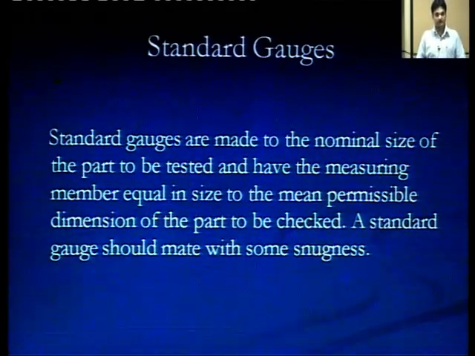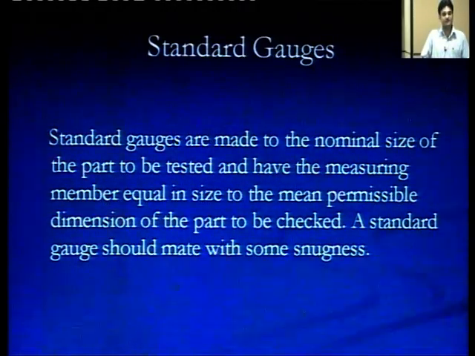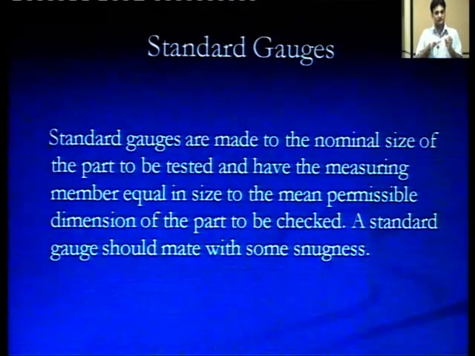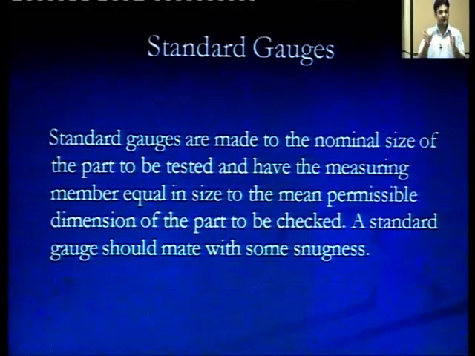Standard gauges, let me tell you what standard gauges are. Standard gauges are made to the nominal size of the part to be tested and have the measuring member equal in size to the mean permissible dimension of the part to be checked. Means standard gauges are made exactly to the same size as the part that we are going to check. It is an exact copy of the opposite or mating part.